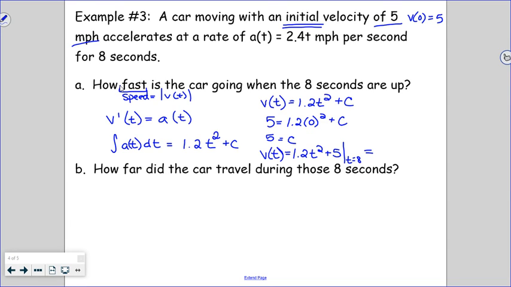And we get 81.8. 81.8 what? Miles per hour. Velocities in miles per hour.